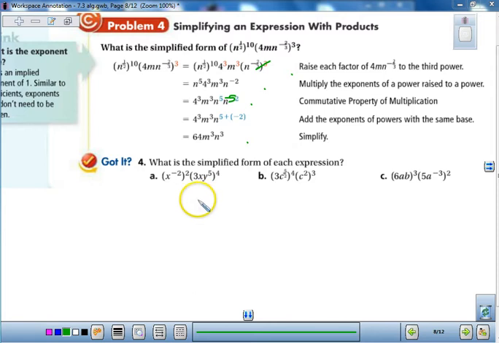As you try these next problems, as we are taking a look at our got it problems, I'm going to do at least one of them, and then you can take a look at the other two, and we'll look at them in class if you have questions.